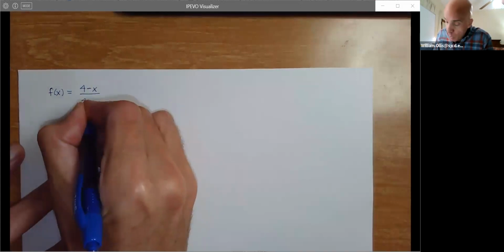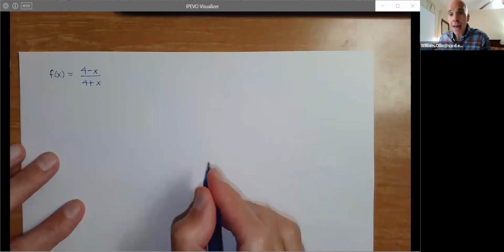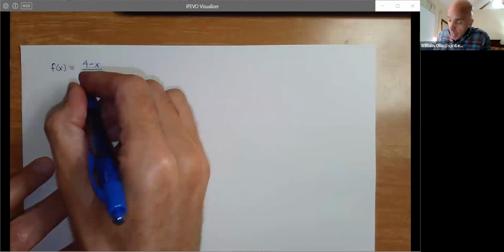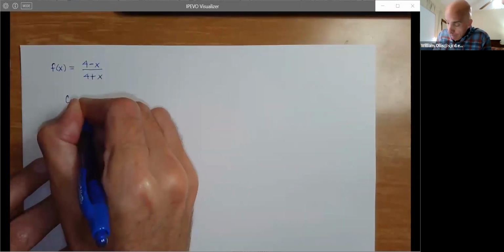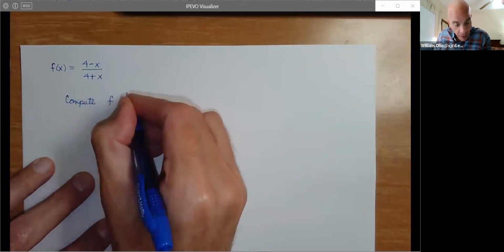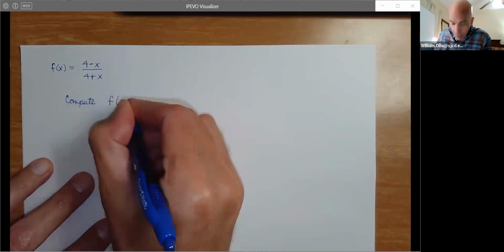And when you do these problems, enjoy them. How do you get good at math? How do you get good at anything? You do it. So for instance, let's just say compute f of, in this case, what did WebAssign ask me to do? X squared minus 4.